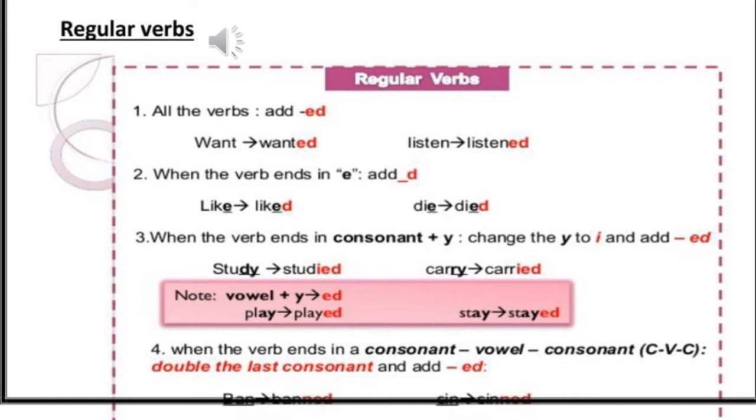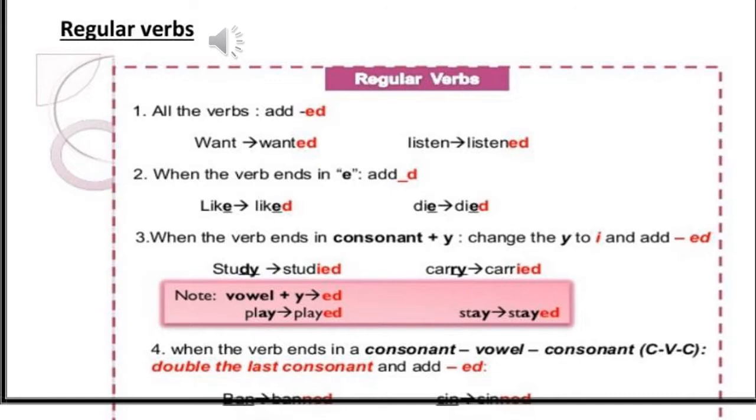In regular verbs, some verbs end with ed, like the word want. We have to make it wanted. Also, listen. It's gonna be listened. When the verb ends in letter e, we have to put D. For example, the word like, it's gonna be liked. And also die, it's gonna be died.